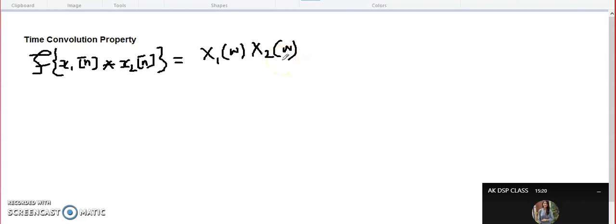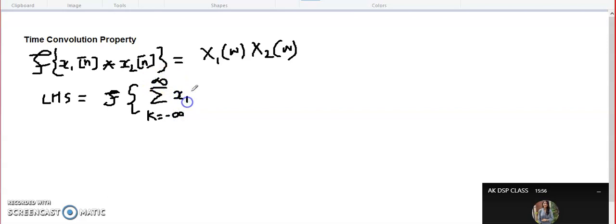It is a mathematical thing, so we can have a proof for that. For example, if I write the left hand side, per definition, what will this be? This will be the Fourier transform of the convolution of these, and we know what the convolution sum is. The convolution sum is k changing from minus infinity to infinity, x1 k into x2 n minus k. This is what the convolution is, and we have to take the DTFT of it.